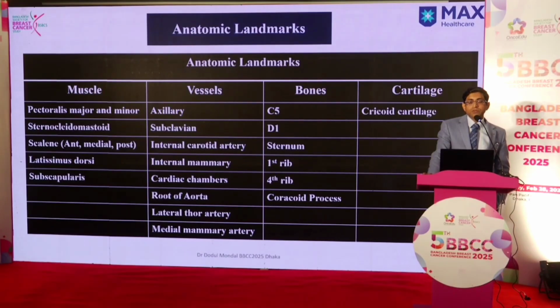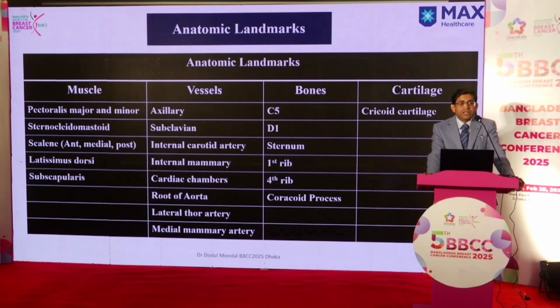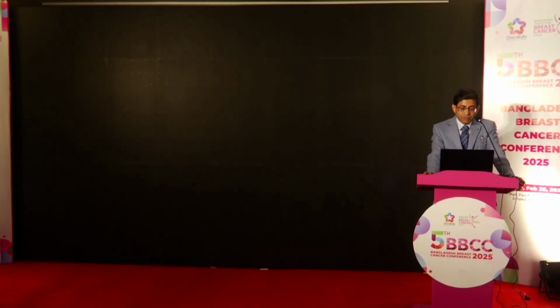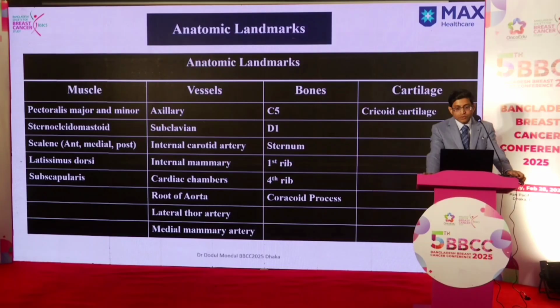Sternum guides us to decide the medial border of the CTV for breast or chest wall. First rib to fourth rib helps us in guiding the contouring of IMN, and coracoid process guides us in contouring level 3 axillary lymph node. Cricoid cartilage guides us about the upper border of SCF.